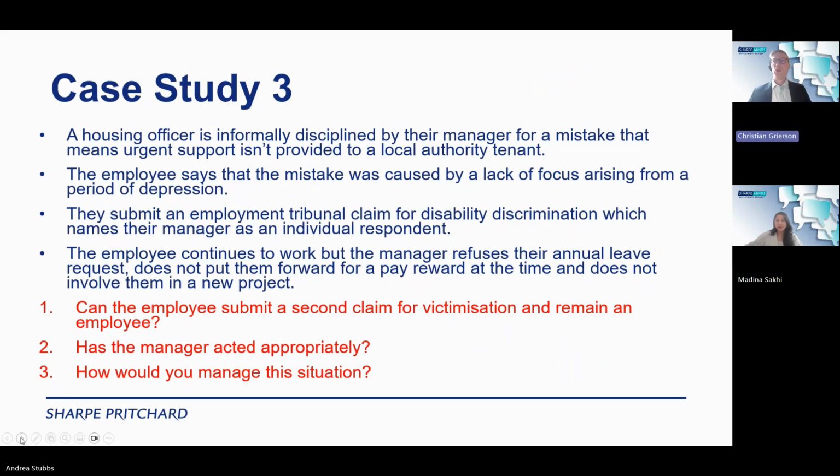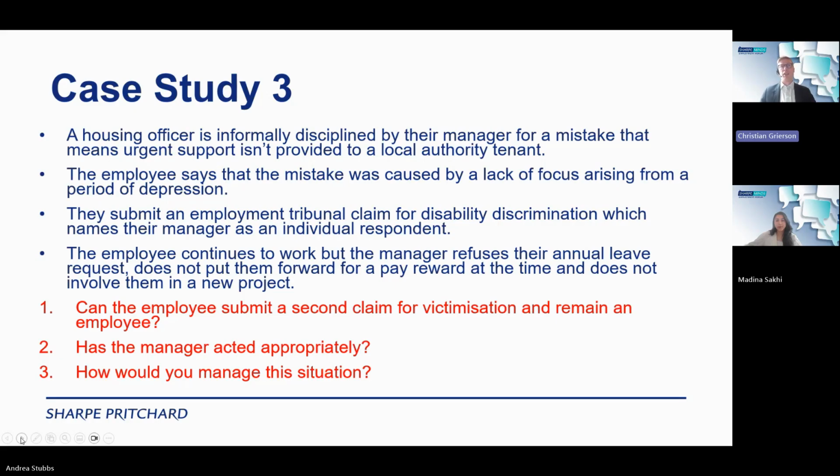Yeah, thanks for walking us through that, Medina. And before I look at these case studies, I think it's worth mentioning that victimization, in my practice, I've often experienced being used almost as a leverage claim in a way. So, for example, Medina gave one of the examples: if a disabled employee puts in an employment tribunal claim, that is a protected act.